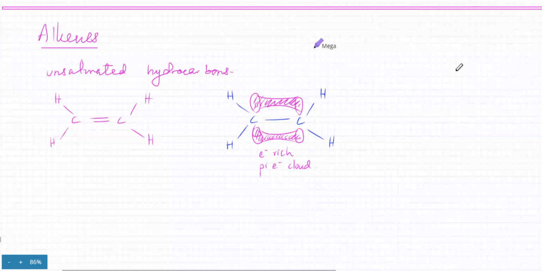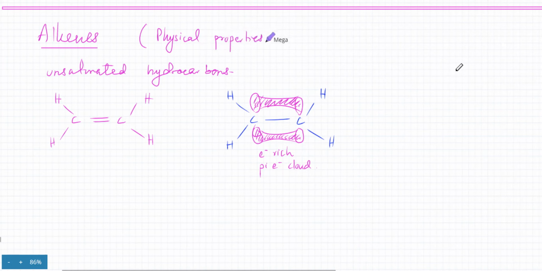About the physical properties, I'm just going to write that the physical properties are almost the same as alkanes. Whatever you studied about alkanes, that they were non-polar and had van der Waals forces, their melting and boiling points were low, and they were not soluble in water because they can't form hydrogen bonds. So alkenes have exactly the same physical properties as alkanes.